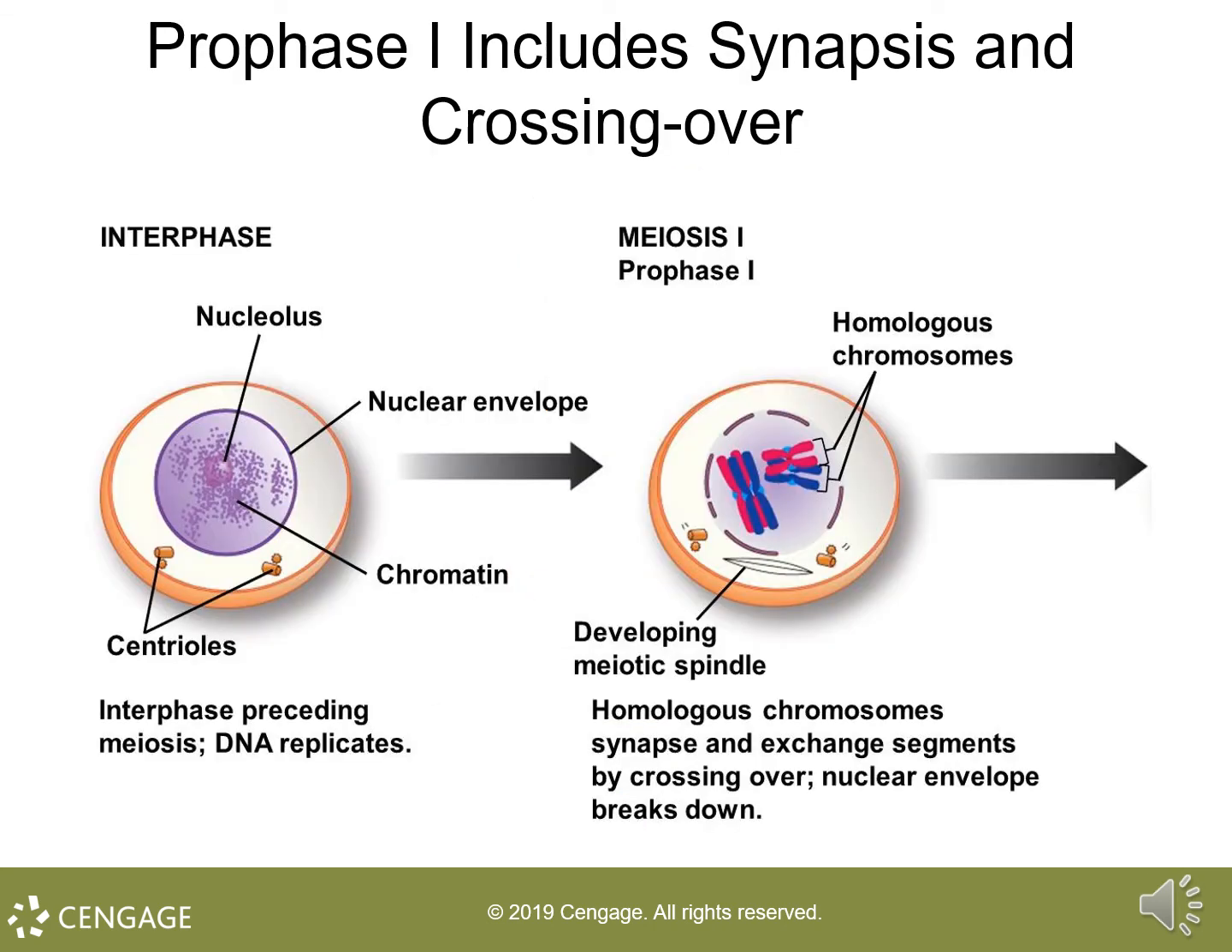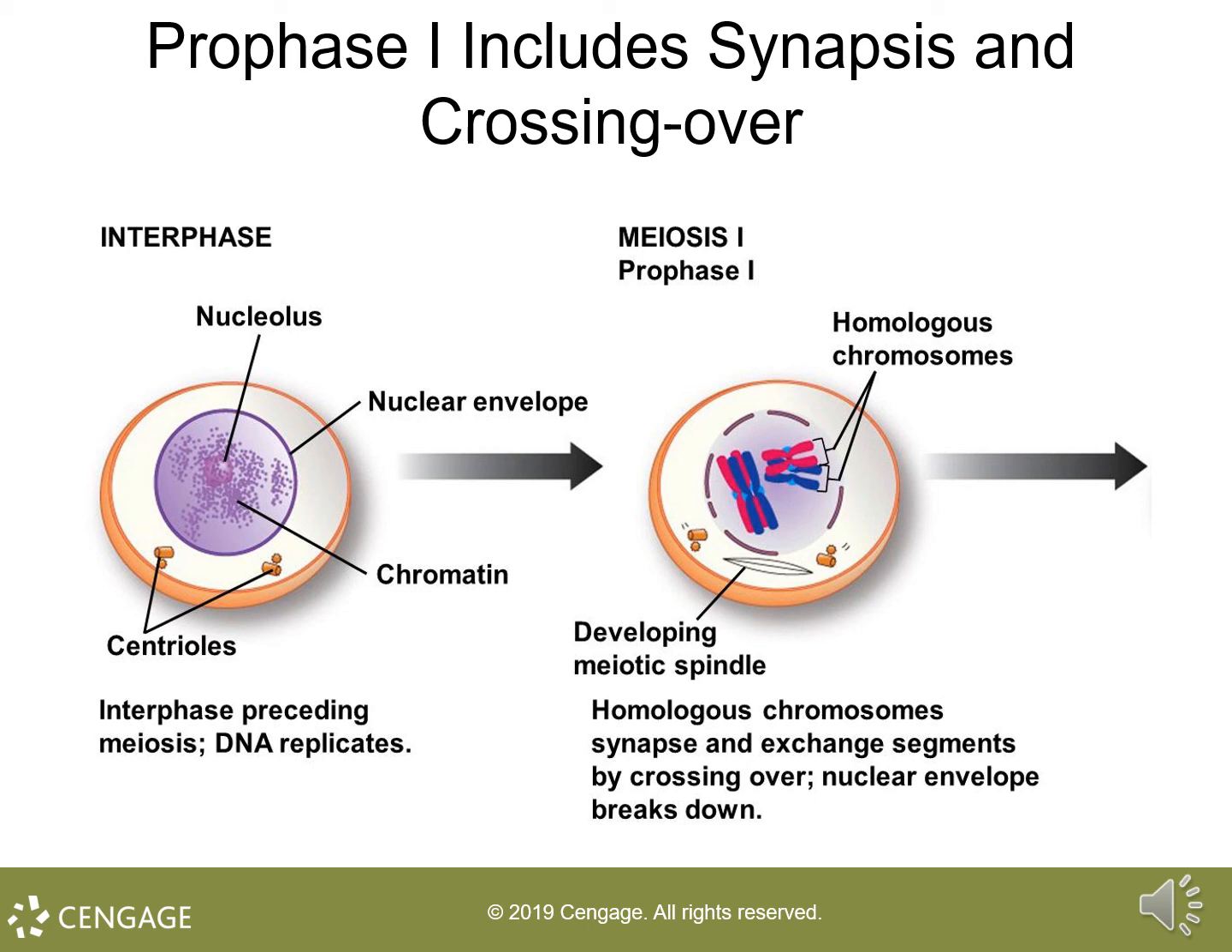The stages again are similar. In meiosis 1, we go through prophase 1, metaphase 1, anaphase 1, telophase 1. In meiosis 2, we go through prophase 2, metaphase 2, anaphase 2, and telophase 2. Prophase 1 includes synapsis and crossing over, which we'll cover in a little bit more detail in a couple more slides. Remember that each duplicated chromosome consists of 2 sister chromatids linked by cohesins.